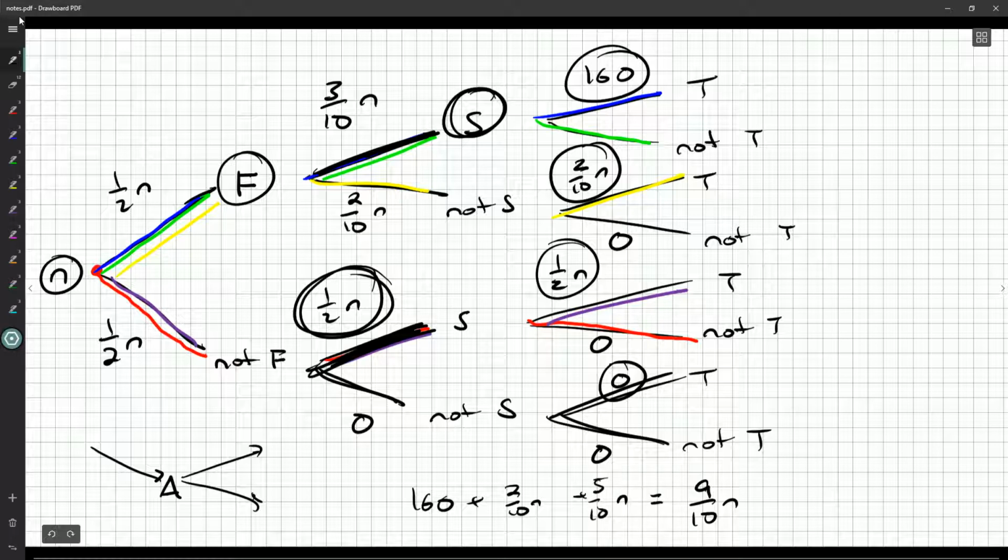Okay. And then, well, 2/10 plus 5/10 is 7/10. Subtract that from both sides. I see 160 students is 2/10 n, or 1/5 n. So I'll multiply both sides by 5. We'll see we've got 800 students for n. And there we go. So we got 800 students, and we can actually see how well this works by making the full tree.